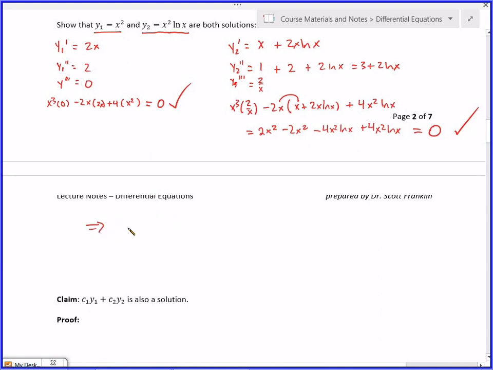So essentially what I can say now is that x cubed y1 third derivative, minus 2x y1 prime plus 4y1 is 0, and x cubed y2 third derivative, minus 2x y2 prime, plus 4y2 is also equal to 0.